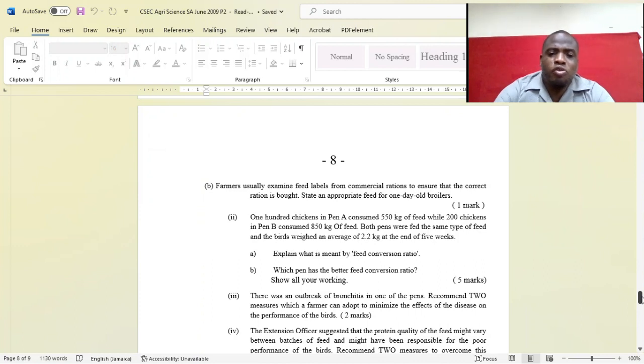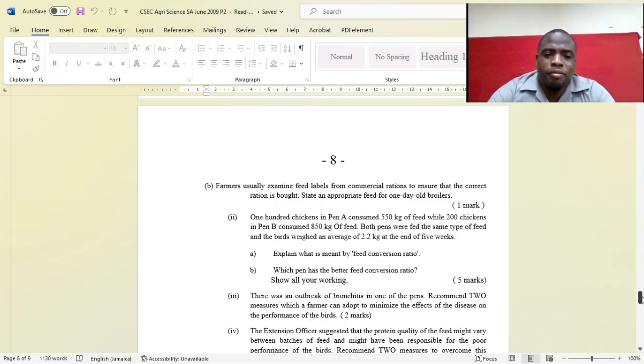Now, farmers usually examine feed labels from commercial rations. Again, the ration is what you're going to be feeding to animals, to ensure that the correct ration is bought. So, state an appropriate feed for day-old broilers. Broilers are the chickens grown for meat. For day-old broilers, we want to provide them with starter. The reason for this is that the starter is high in protein, and we know protein is needed for the body, even in a chicken, for growth and development.